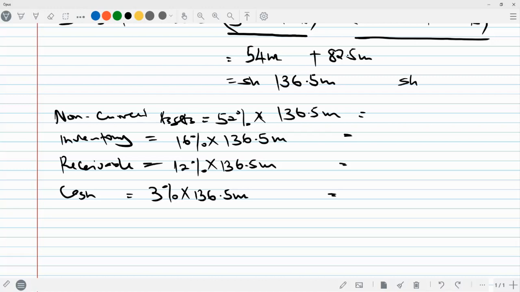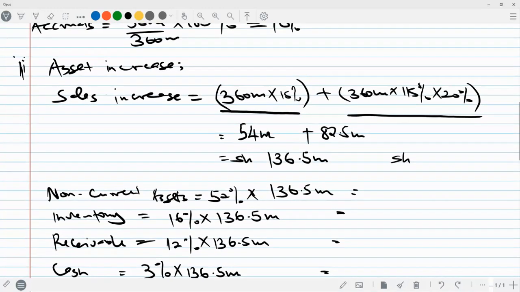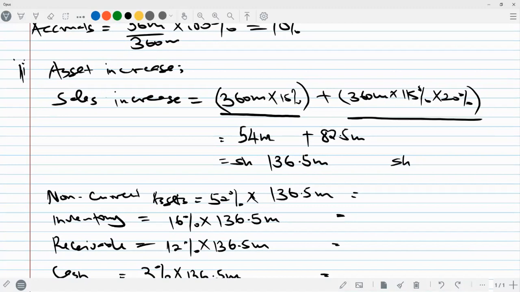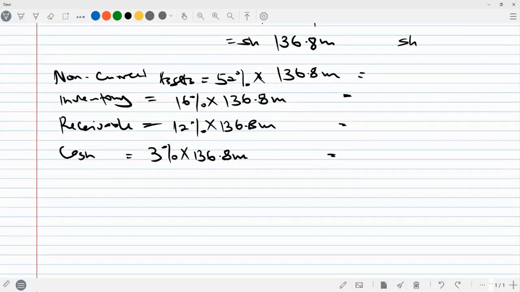Excuse me, sir, I'm getting the increase as 136.8 million. Yes, 136.8. So what's the increase in 2013? 82.8, not 82.5. Yes. Okay, so 82.8, 136.8. So we need to make an adjustment to all these figures then. Okay, great.